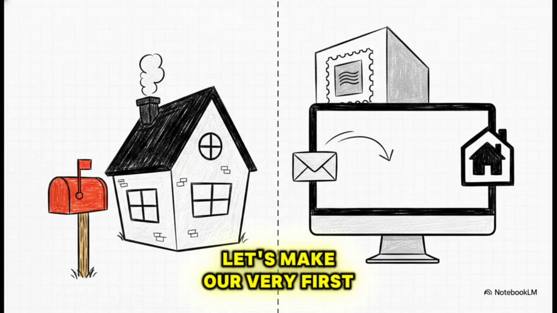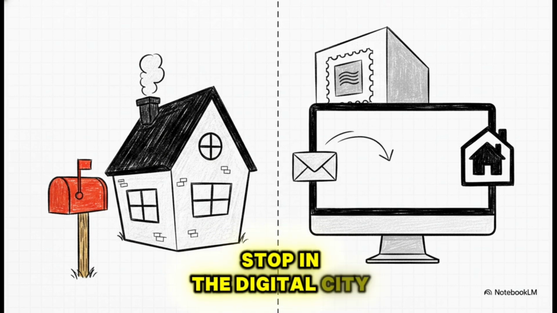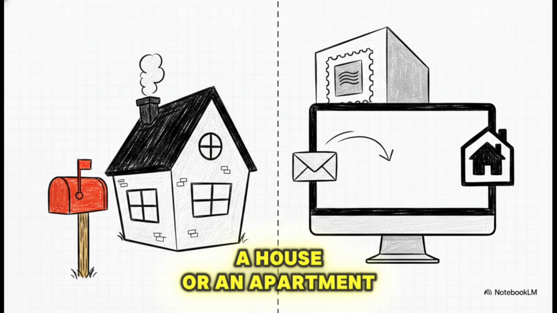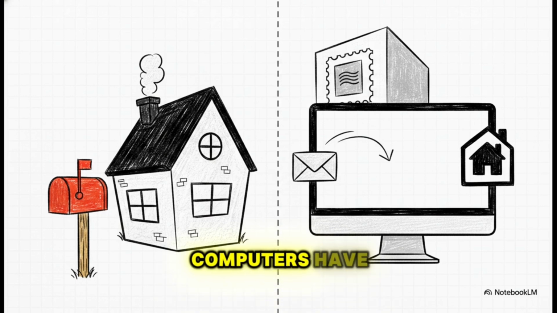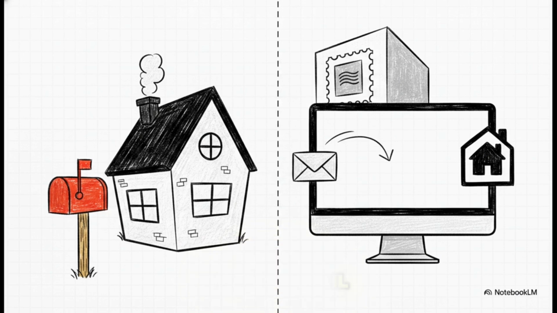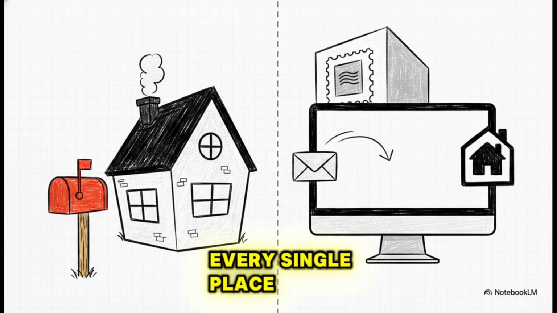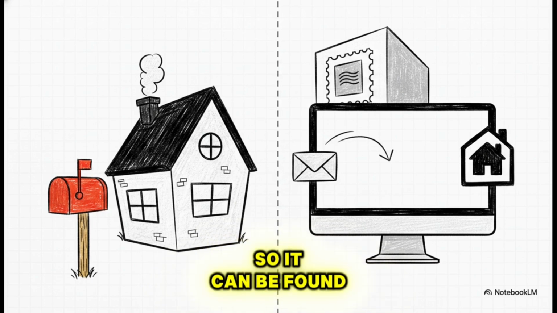So let's make our very first stop in the digital city the address office. Just like you live in a house or an apartment with a street address, computers have addresses too. If you want to mail a birthday card to a friend, you absolutely need their address so the mail carrier knows where to go, right? Well, computers work the exact same way. Every single place on the internet has its very own number so it can be found.